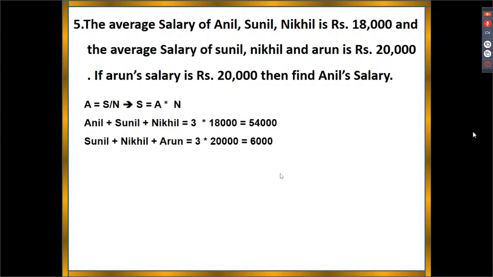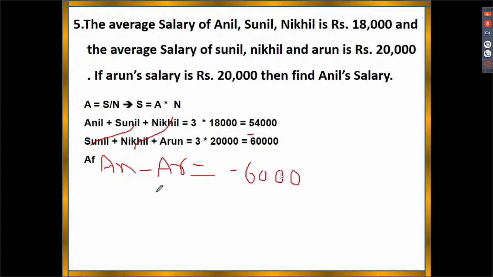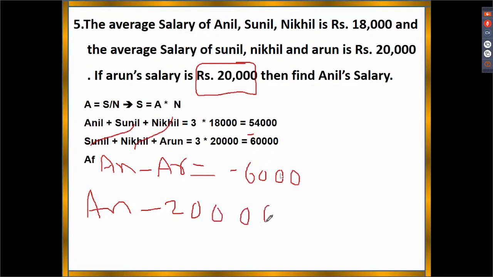If you subtract both the equations now, Sunil and Sunil cancel, Nikhil and Nikhil cancel. Anil minus Arun is equal to 54 minus 60,000, minus 6,000. So Anil minus Arun salary is equal to minus 6,000. But what is the value they have given? Arun's salary is 20,000. Then find Anil's salary.